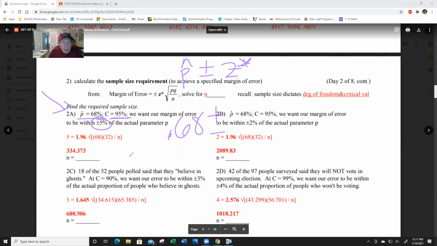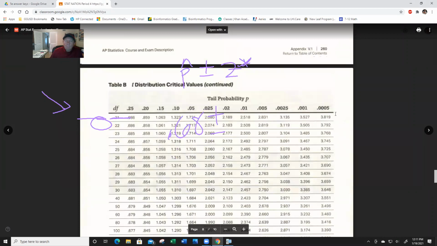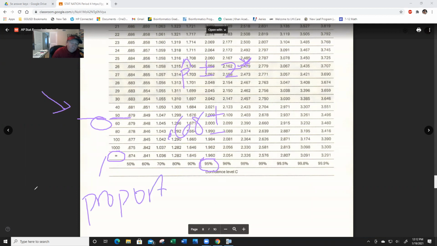What is z star? If I want to be 95% confident, you go over to your year-long formula sheet here, and you find this page, which is in the back of any book. You say, all right, 95% confident. Look at the number right above it, under the infinity symbol. We're going to use that one for proportions. We're going to use a different one for means, but we'll talk about that later.